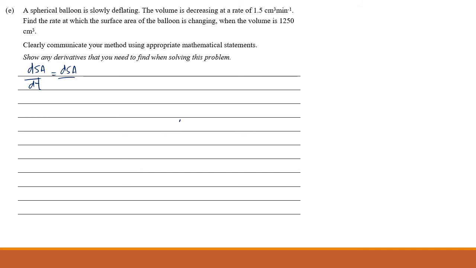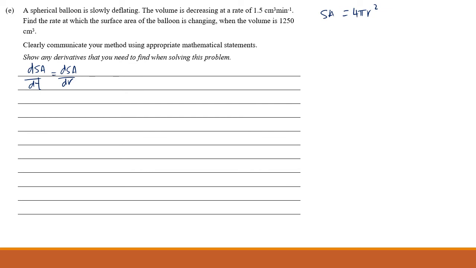Well, think about the surface area formula of a sphere. It's going to be equal to 4 pi r squared. Where do you find that? On your formula sheet. So the only way that surface area can change is with respect to the radius. But how's that going to help us?